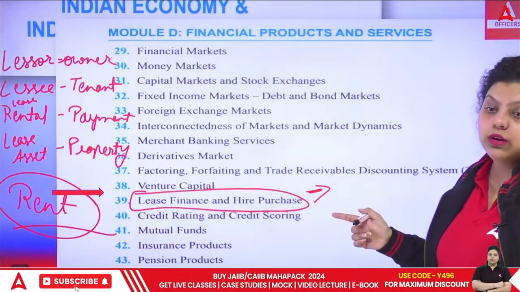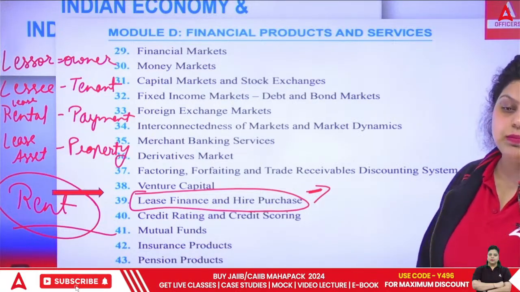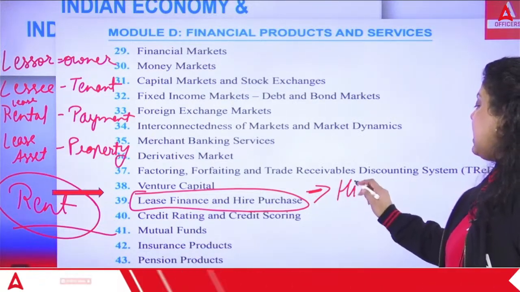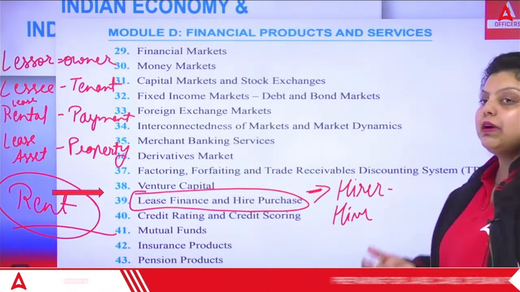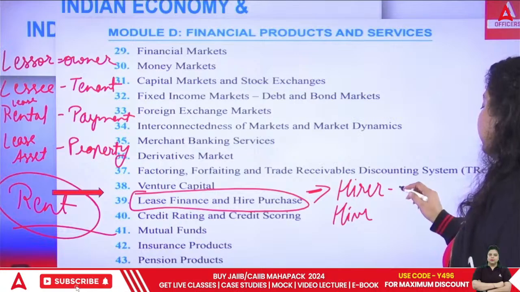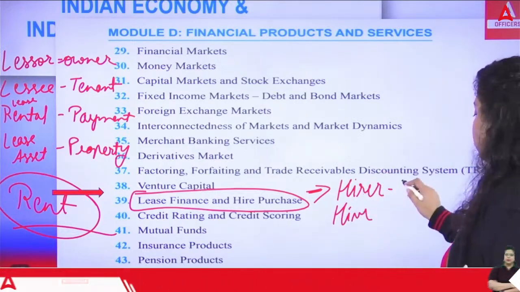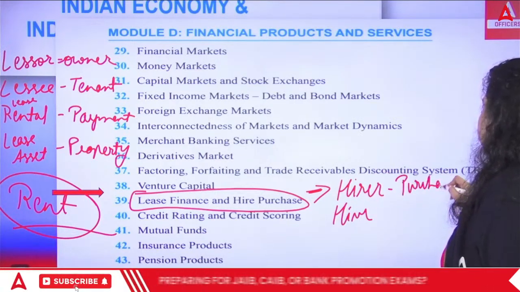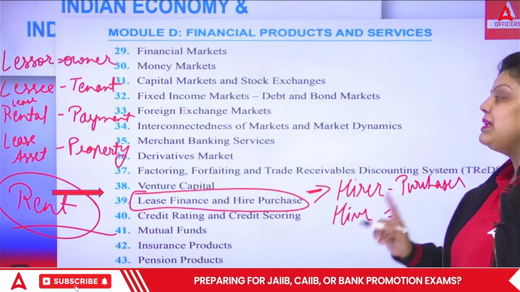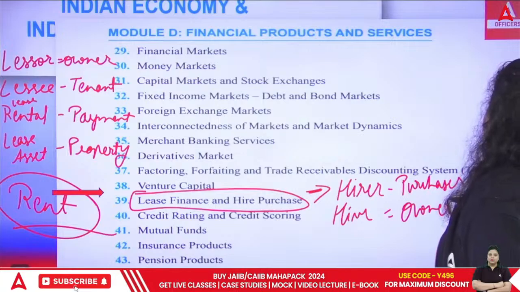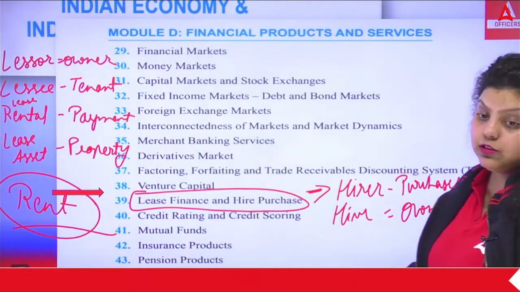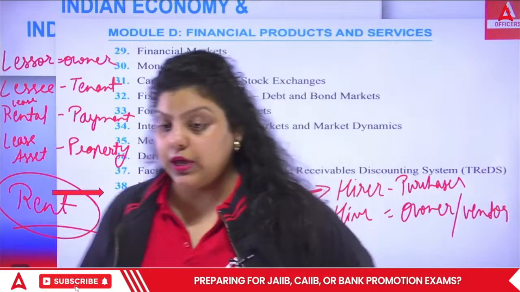In case of hire purchase, first of all, we have the hirer and the hiree. The hirer means the person who is taking the property on rent or purchasing the property. So this is the purchaser. And the hiree simply means your owner. Owner means you can call it a vendor, the person who is selling that particular asset.